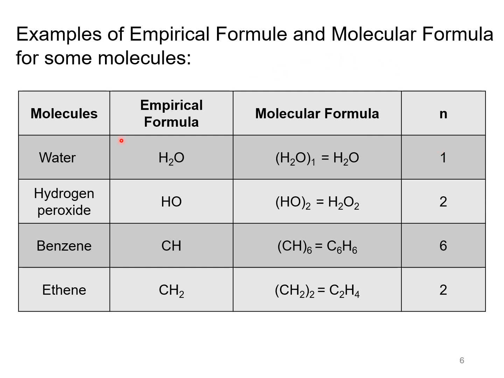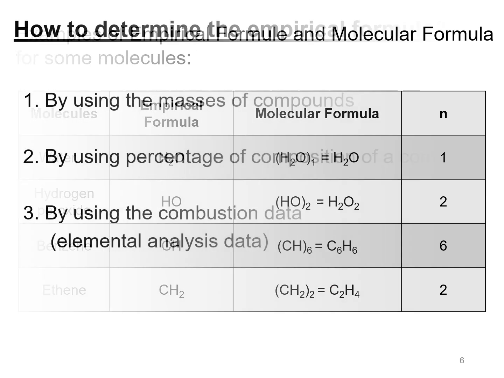Okay. Contohnya macam water, nilai N dia adalah 1. Makanya molecular formula dia samalah dengan empirical formula. Hydrogen peroxide pula nilai N dia 2. So that's why molecular formula of hydrogen peroxide is H2O2. Benzene pula nilai N dia 6. That's why molecular formula for benzene is C6H6. And ethane, nilai N dia adalah 2. That's why molecular formula dia adalah C2H4.